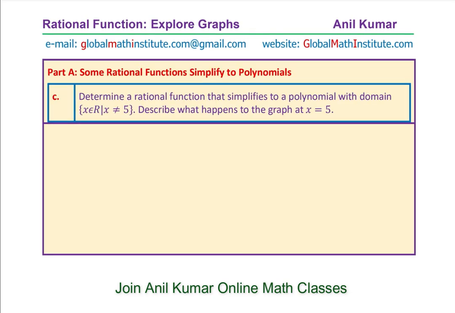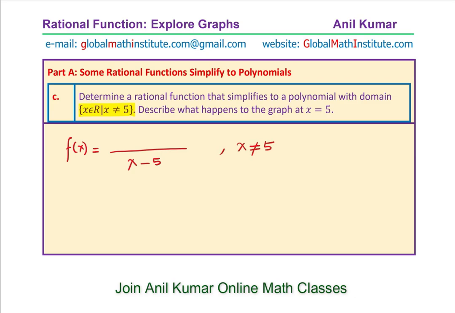So it is a question related to a word problem kind of a thing. Part C is: determine a rational function that simplifies to a polynomial with domain x belongs to real numbers and x is not equal to 5. Describe what happens to the graph at x equals 5. So open function for you. You're saying that you have a function whose domain is something but not equal to 5. Clearly, we have the factor x minus 5 in the denominator. So if I have this, then we have ensured that x is not equal to 5.